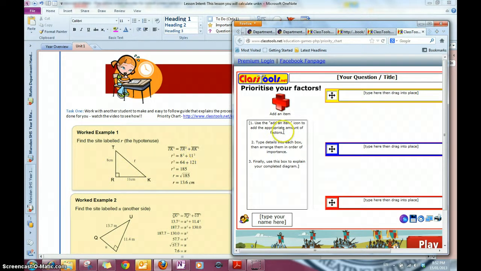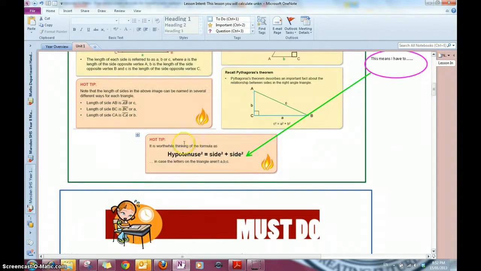So what's the very first thing I have to do when I do one of these problems? What have they done? They've written down Pythagoras' theorem, but they've written it in respect to this question. So let's just pop back up here on OneNote and I'll show you where that was. So back up here, it tells you that the hypotenuse squared is equal to side squared plus side squared.